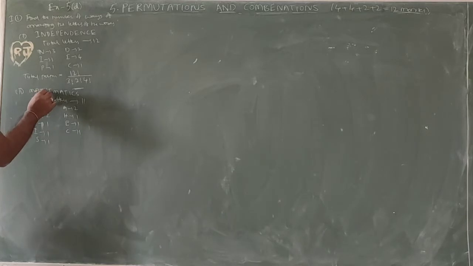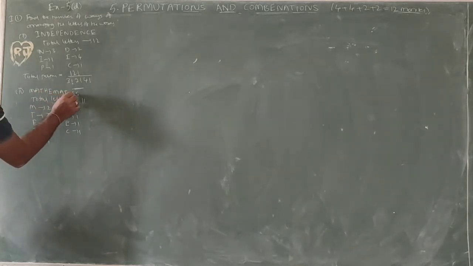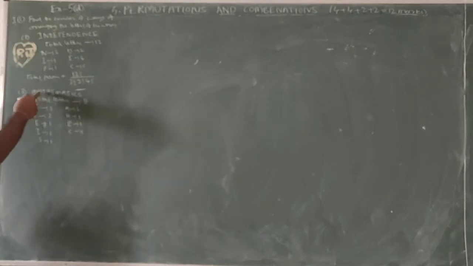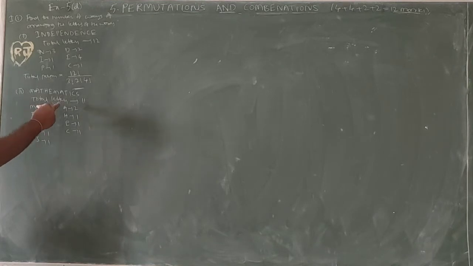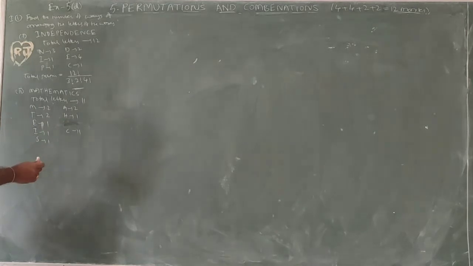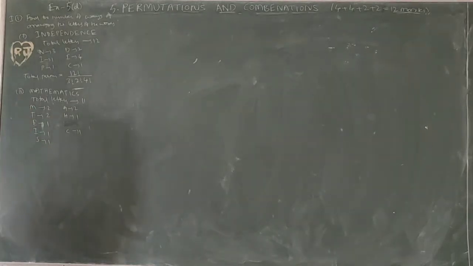1, 2, 3, 4, 5, 6, 7, 8, 9, 10, 11. Okay, M came 2 times, A came 2 times, next T came 2 times, next H 1 time, E 1 time. So we got 11 letters.